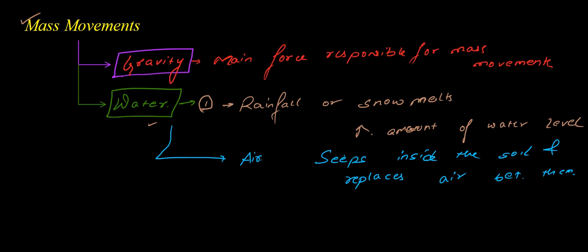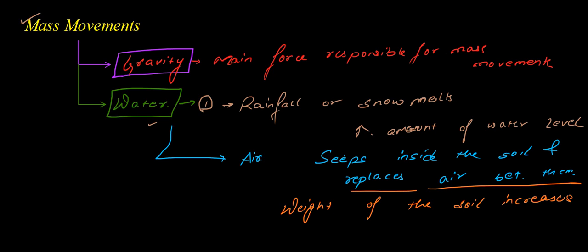And as you know, water is much heavier than air. So the weight of the soil increases, because the water has replaced the air. Due to the increase in the weight of the soil, movement occurs, that is, the sliding of the soil or the landscape or anything. Mass movements take place due to this reason.